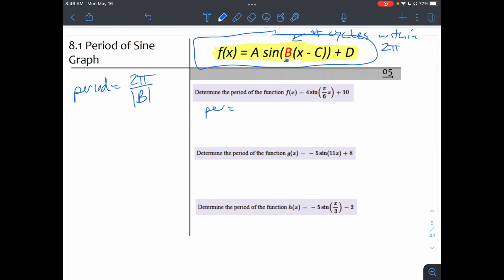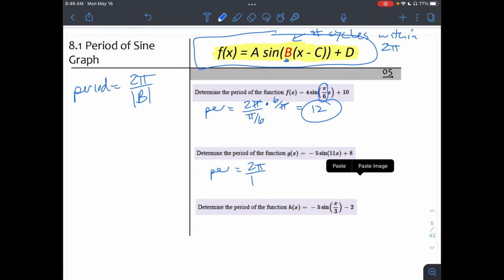So here the period is 2 pi divided by our b value, which is the multiplier in front of our x. So pi over 6. Dividing by pi over 6 is like multiplying by the reciprocal, 6 over pi. The pi's cancel, we get 2 times 6, which is 12. So your answer for the first is a period of 12. Next, the period is 2 pi divided by, again, the absolute value of b. And here our b value is 11. So if we take that multiplier in front of our x and we divide, there's nothing to simplify here, so that is your period, 2 pi over 11.